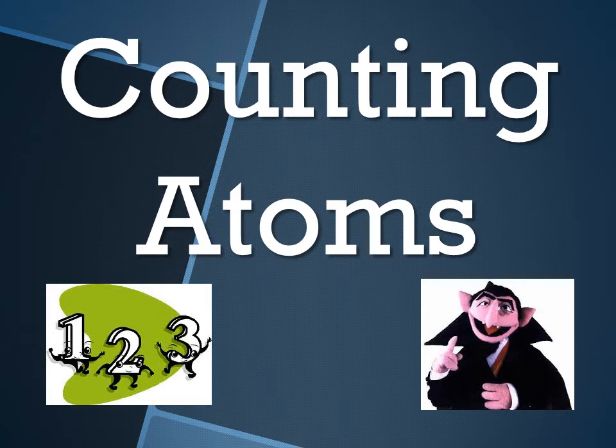We're going to start chapter 20, and in this chapter it's all about chemical bonding. So the first thing we need to do is make sure when we look at a formula we're able to count how many atoms there are of each element.